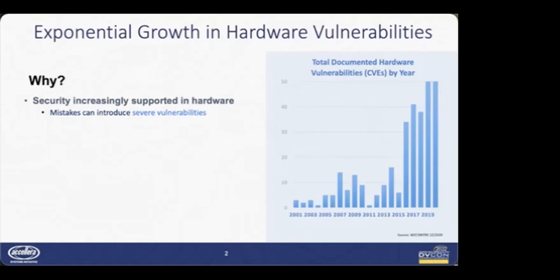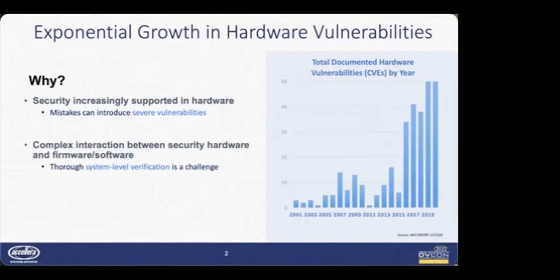While implementing security functions in hardware generally makes the system more secure, mistakes in architecture or implementation can introduce severe vulnerabilities. Second, growing design complexity and interaction between security hardware and firmware. This makes system-level security verification challenging.